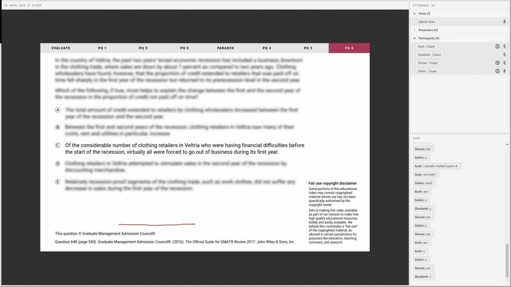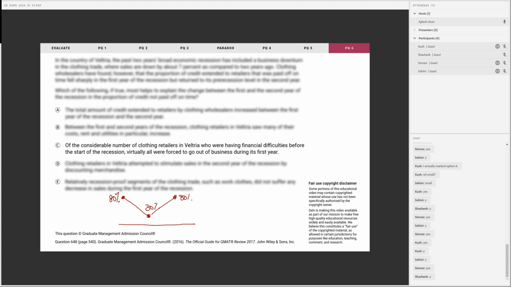So let me put numbers to that. Let's take the ones that we did in the discussion with Shashank. Let's say earlier retailers used to pay back 80% of the credit on time. But in the first year, that dropped to 30%. And in the second year, it's back to 80%. Right? Remember, this is not the amount of credit. As Shohini mentioned, this is the proportion of credit that is paid back on time.